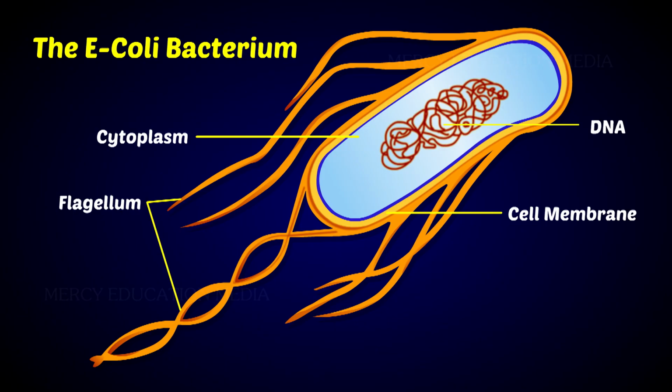Through genetic manipulation, Escherichia coli is articulated to produce human insulin called humulin.